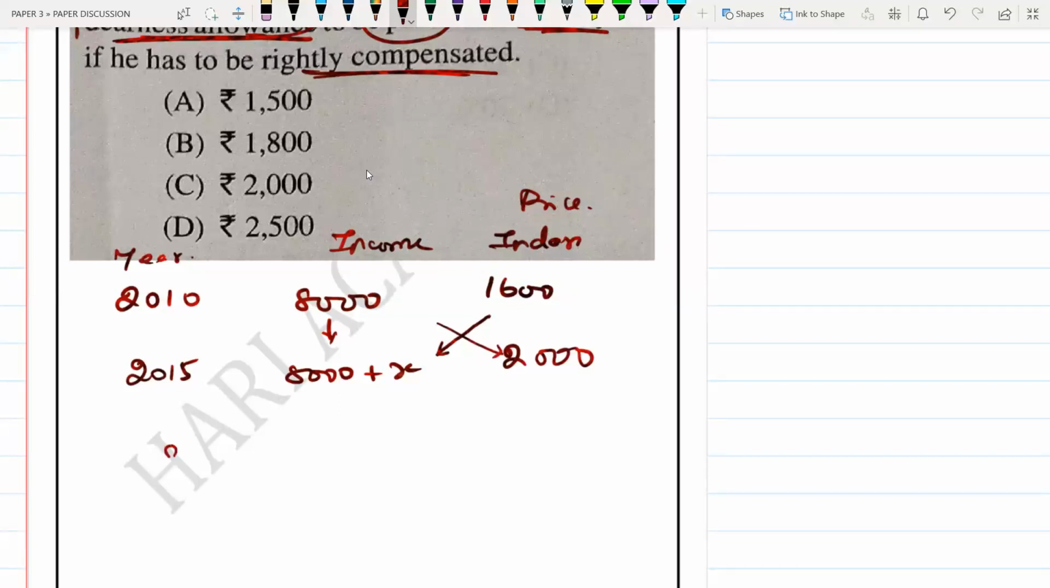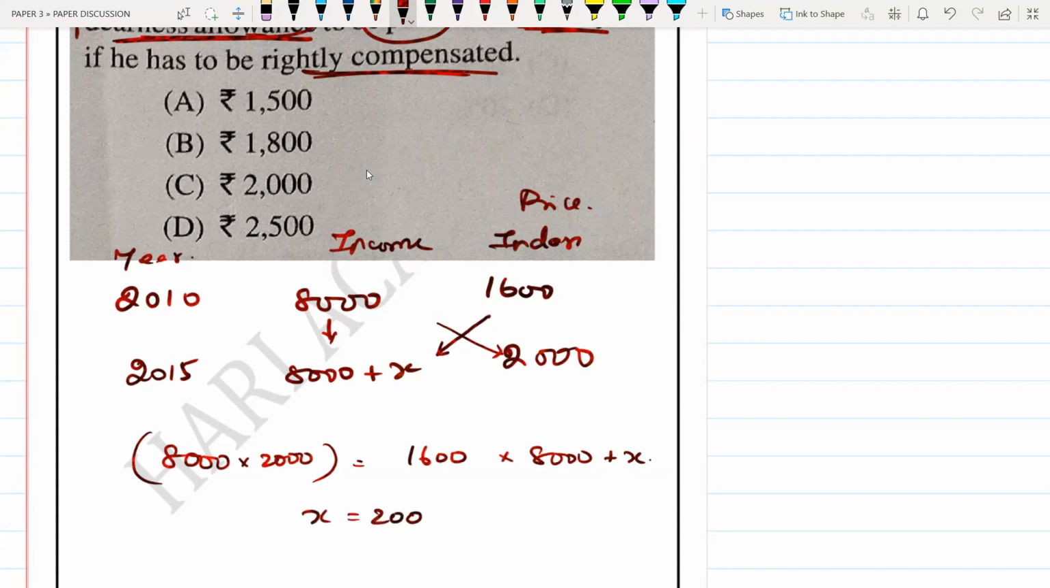Simply I will do cross multiply. That is 8,000 into 2,000 equal to 1,600 multiplied by 8,000 plus X. 1,000 plus X. If you do this, you will end up with 2,000.